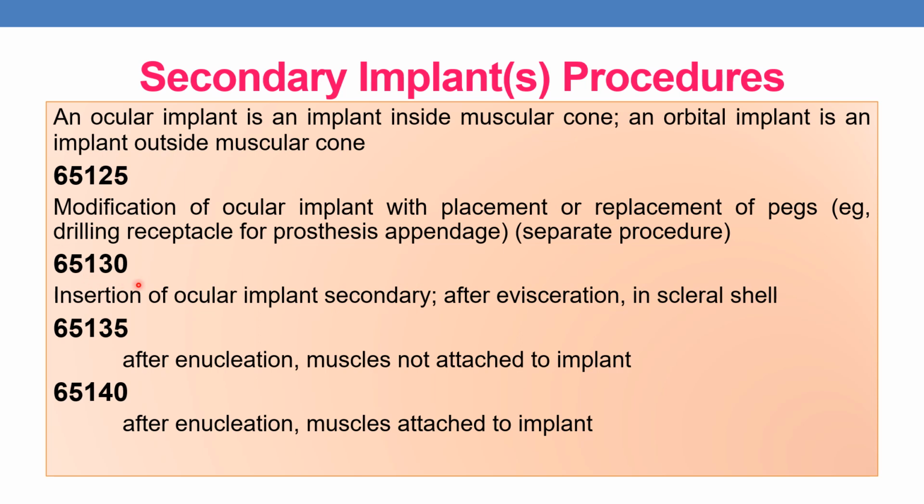The next is 65130, insertion of ocular implant secondary after evisceration in scleral shell. The next is 65135, insertion of ocular implant secondary after enucleation, muscles not attached to implant. The next is 65140, insertion of ocular implant secondary after enucleation, muscles attached to the implant.